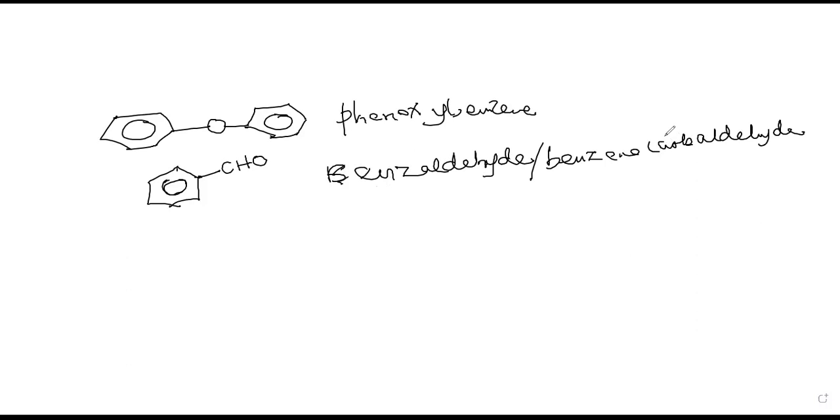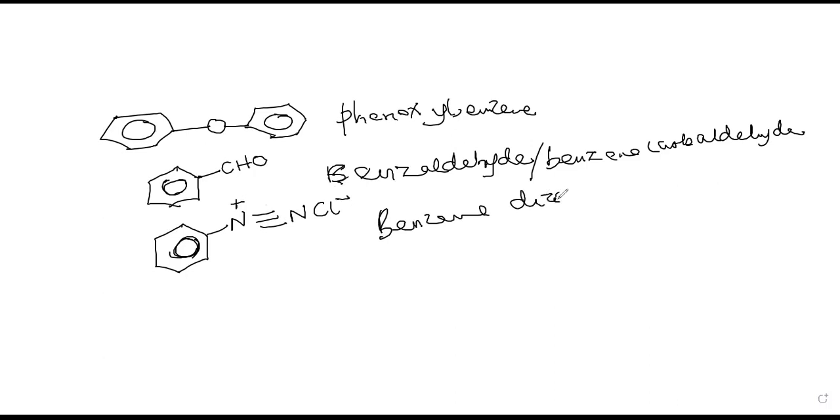Then we've gotten a diazonium salt, and you have N triple bond N, Cl minus. This is called benzene diazonium chloride. It's one word, don't leave space: benzene diazonium chloride.